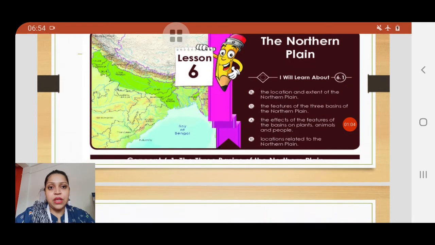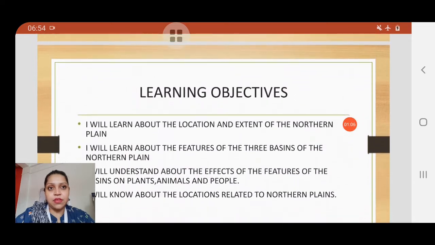Let's see what the learning objectives are. I'll be telling these objectives. Also, I will be uploading these objectives in the Google Classroom. You all will write in your EVS2 copy, mentioning today's date. You'll draw a margin, and also write the chapter name.